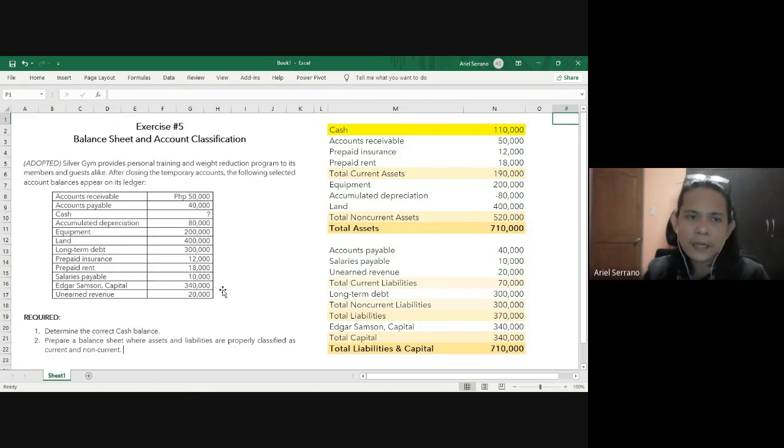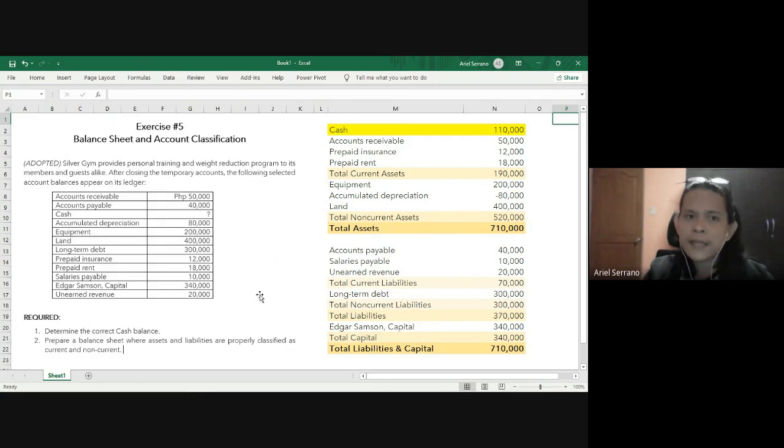Now, what is the requirement? Number one, we have to determine the balance of cash. And number two, we have to prepare a balance sheet where assets and liabilities are properly classified according to their current and non-current classification. So this is a simple illustration applying the concepts of current and non-current classification.